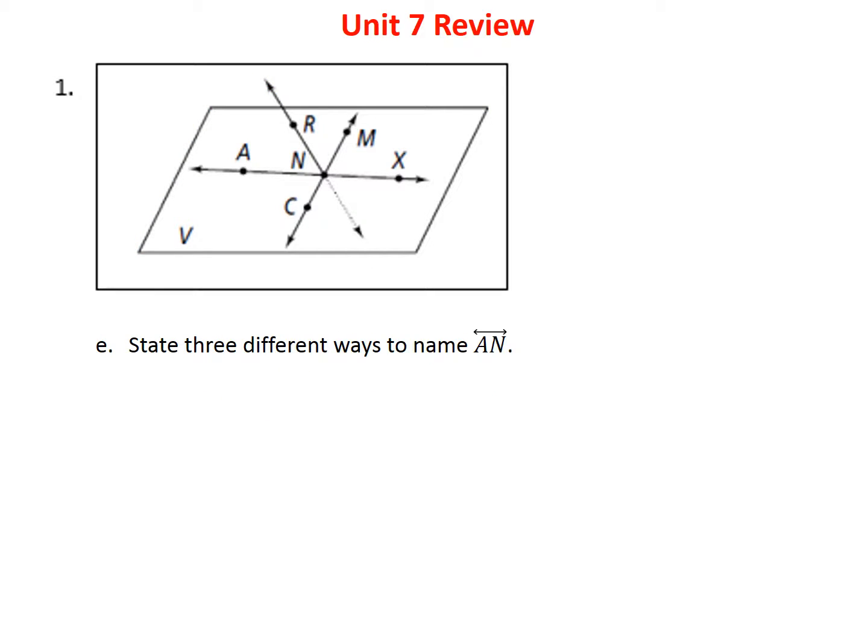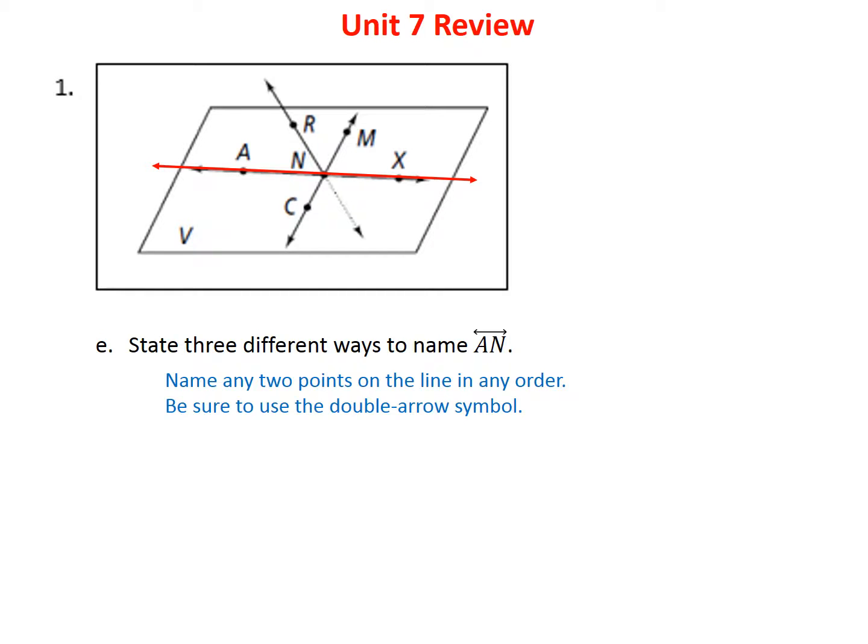Problem 1e asks us to name 3 different ways to name the line AN. Notice it has a double arrow indicating that it's a line. And there it is on the diagram. And remember, we can name a line because it goes in both directions using any 2 letters on the line and any direction. We got to make sure we use the double arrow symbol to make sure it's indicating that it's a line. For example, there's A, N, and X. Any 2 of those letters I can use.